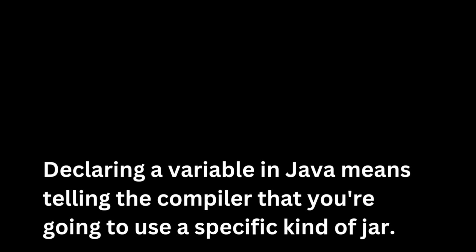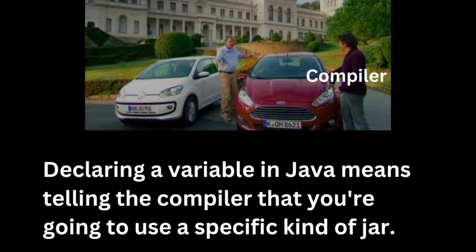Declaring a variable in Java means telling the compiler that you're going to use a specific kind of jar. For instance, if I want to store a number, I'll use the int jar. Here, I've declared a variable named myNumber of type int. Simple, right? Now, this jar is ready to hold an integer value.